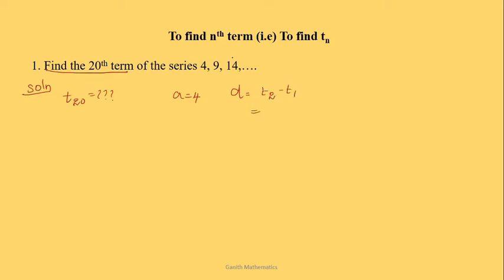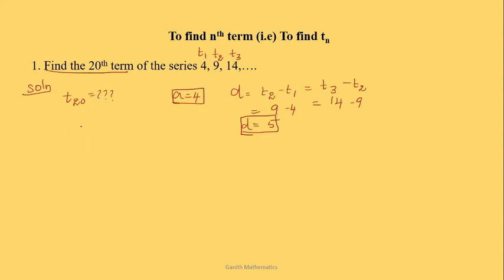So what is my T2? This is my T1, that means term 1. This is my second term. This is my third term. So T2 minus T1 is nothing but 9 minus 4. In a similar way, we can verify whether it is the same by using the formula T3 minus T2, that is 14 minus 9. So D equal to 5, which I have obtained. So my D equals 5, and my A is equal to 4 in this problem.